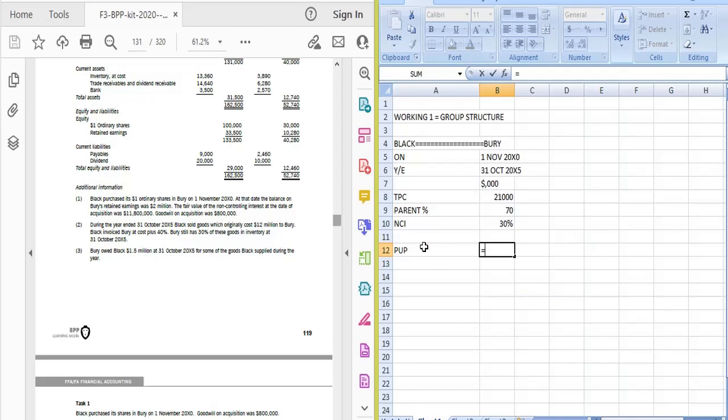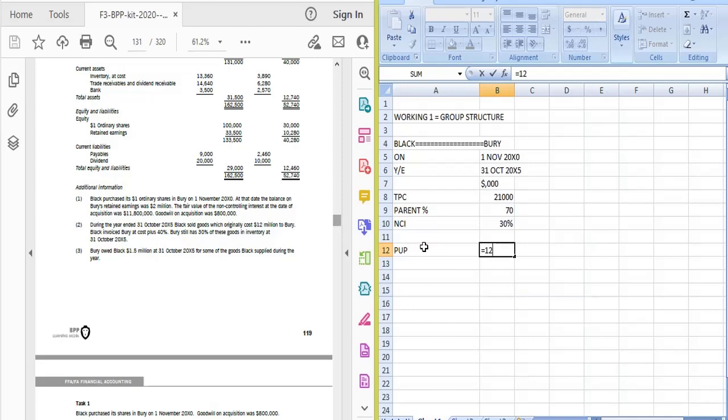Here is the same case. Whatever the price the parent sold to the subsidiary, that will be the cost of the subsidiary. Here the cost of the subsidiary means the selling price of the parent. It means the parent has sold goods to our subsidiary for 12 million.